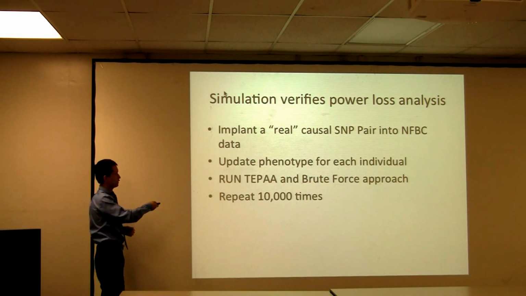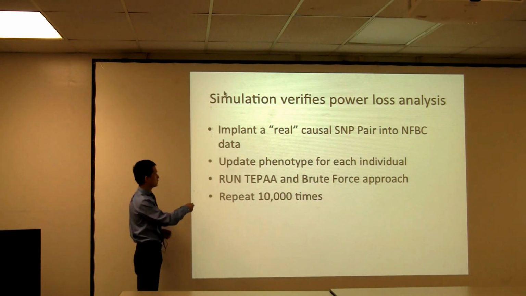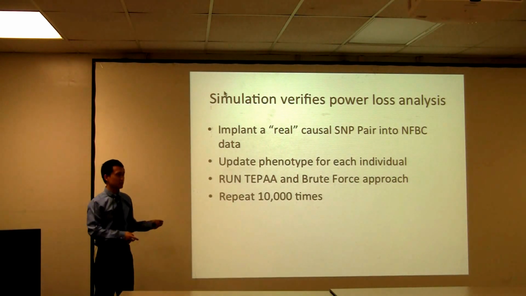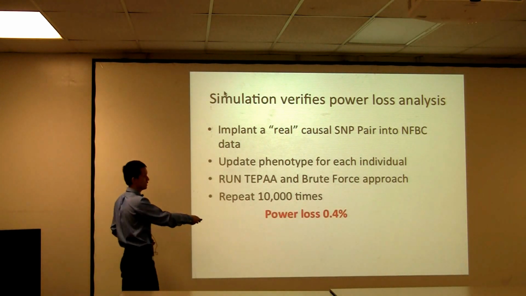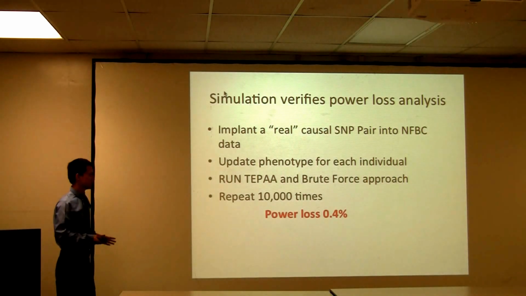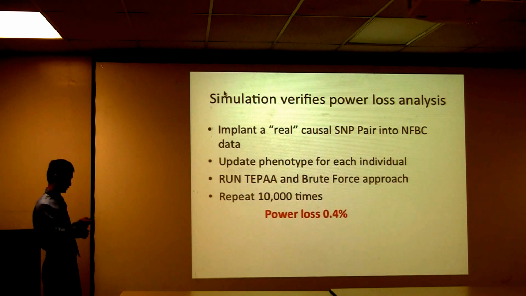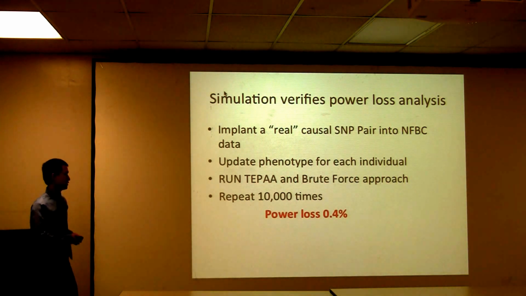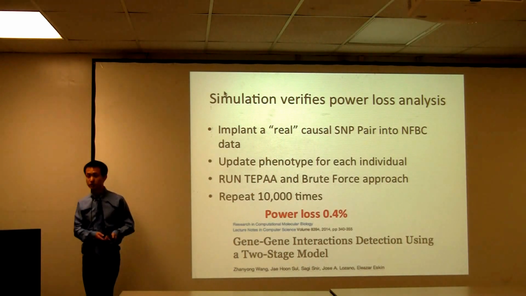Then we run the method TEPA and the brute force approach on this data set. We repeat this experiment 10,000 times, and we see that the power loss of our method is only 0.4%. So our method has the desired power loss, and it's much faster than the brute force approach. This work is also accepted to the conference RECOMP, and it will also appear in the Journal of Computational Biology.